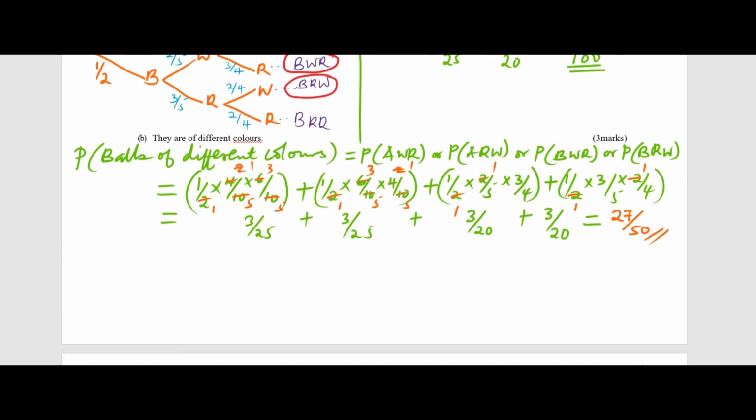Let's go to part C. At least one ball is red. So the next probability is the probability at least one is red. This one will be a bit simpler. If you're getting the probability that at least one ball is red, this is equivalent to 1 minus the probability that both are white.